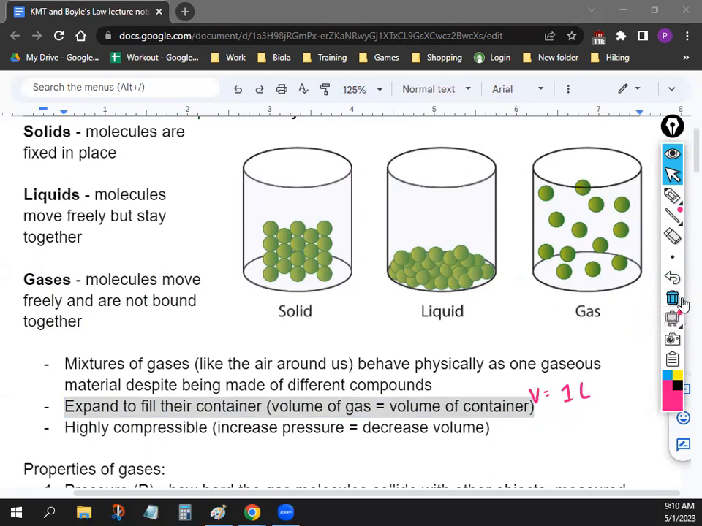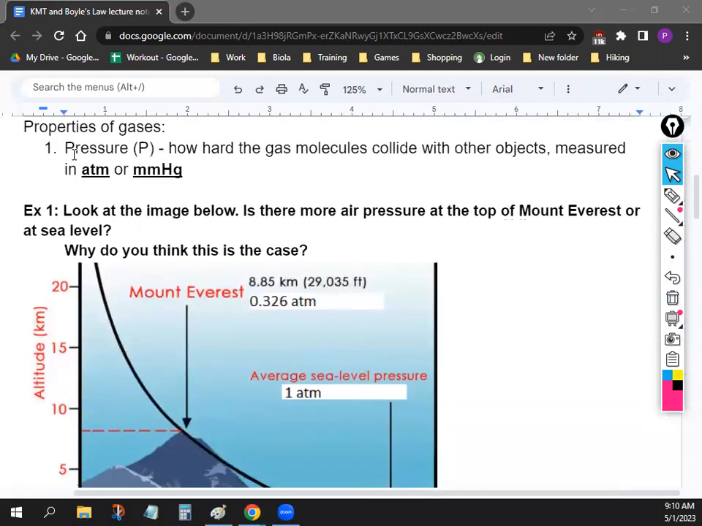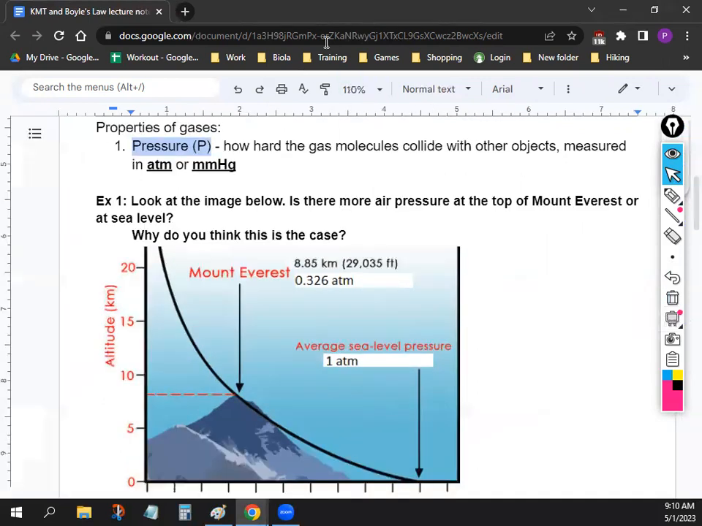All right, so let's go over a couple of the things we'll be talking about and calculating for gases. The first property of gases you guys need to write down is pressure, and then we denote pressure with the symbol P. Pressure is how hard the gas molecules basically bump into each other and into the objects that they come into contact with. And we measure them with these units of measurement right here, ATM and millimeters of mercury, mmHg.